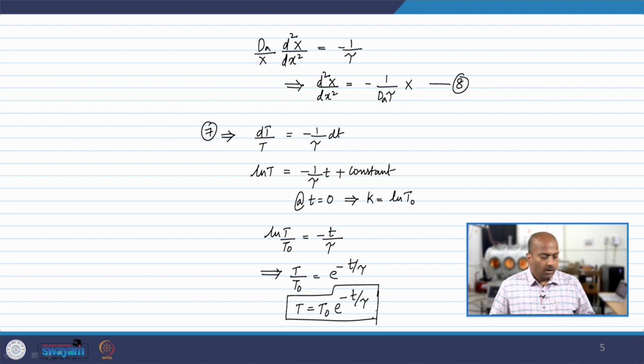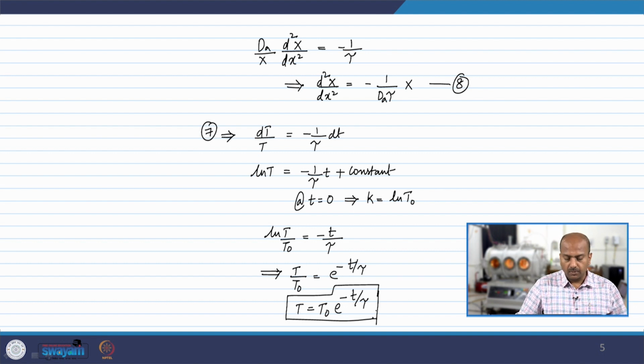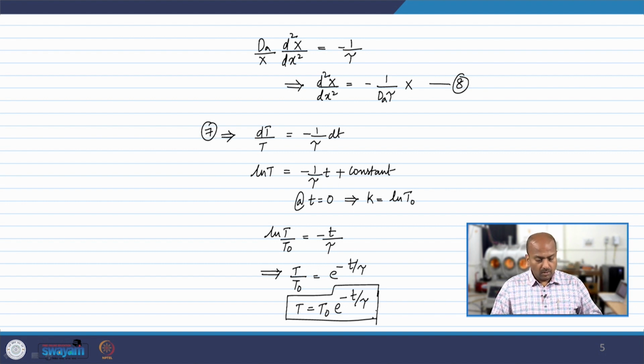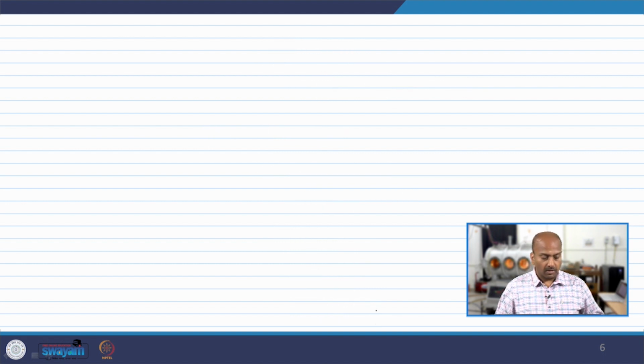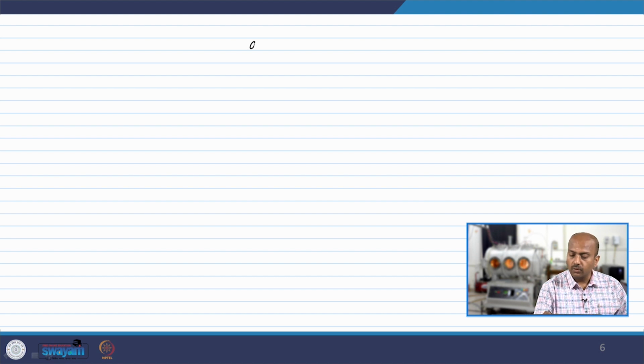Okay. Now, how about the other part? So, T of t is equal to T naught e to the power of minus t by tau is one solution. Similarly, we have to take the other part, which is d square X by dx square is minus X by D_A tau.